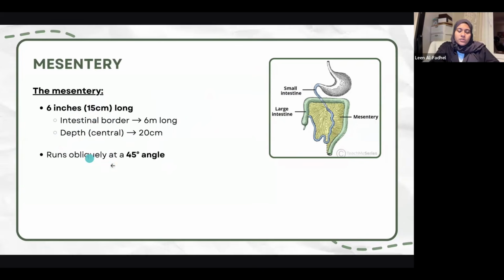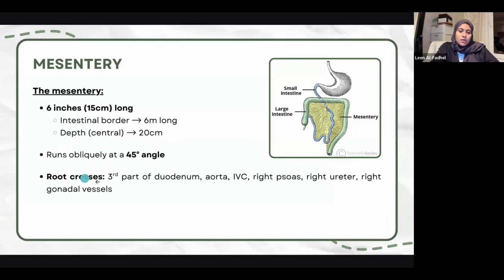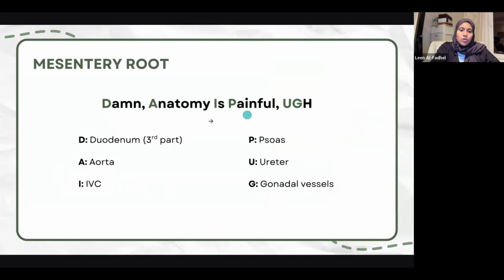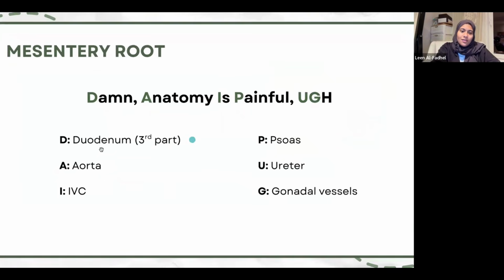Anyways, the mesentery runs obliquely at a 45-degree angle, and its root crosses the third part of the duodenum, the aorta, the IVC, the right psoas, the right ureter, the right gonadal vessels. Lots of things, right? What does that mean? I have a mnemonic for you. So, the mnemonic is, damn, anatomy is painful. Kind of true, kind of not, kind of like anatomy.